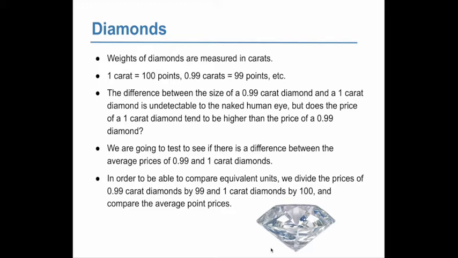So we're going to test to see if there's a difference between the average prices of 0.99 and 1 carat diamonds. We want to be able to compare equivalent units, so we're going to divide the prices of the 0.99 carat diamonds by 99 and the 1 carat diamonds by 100. So we get the average point prices.